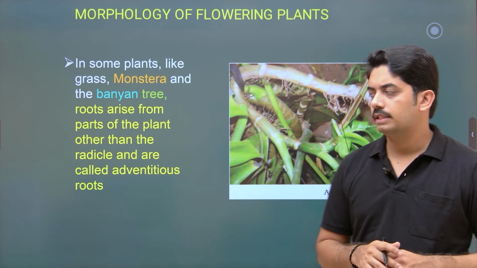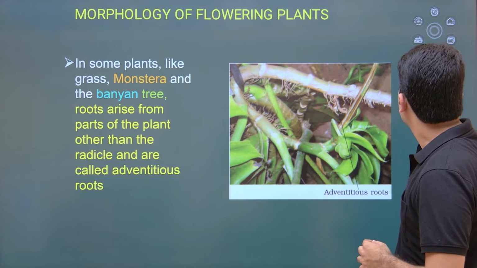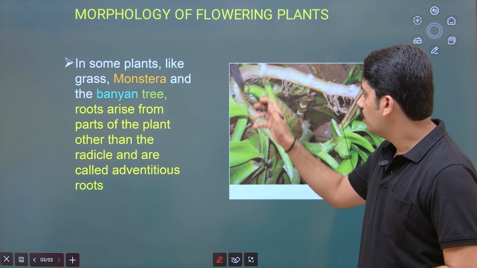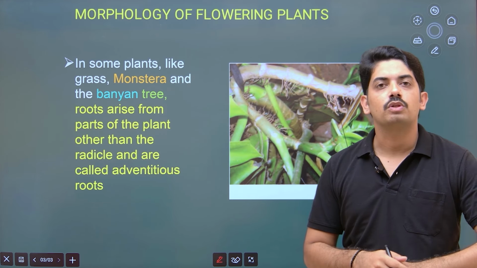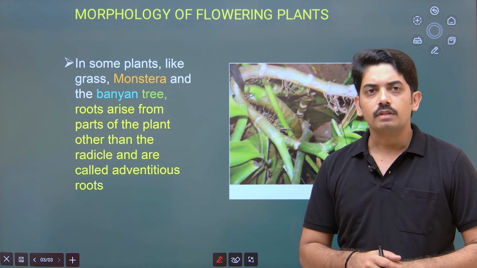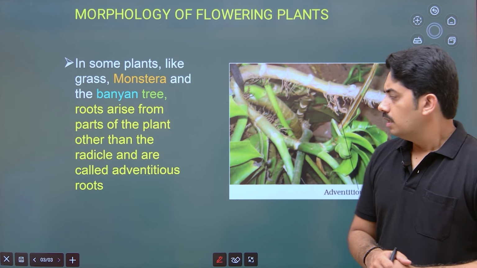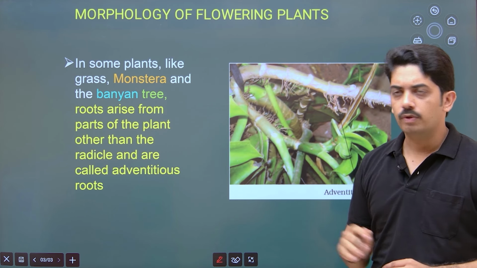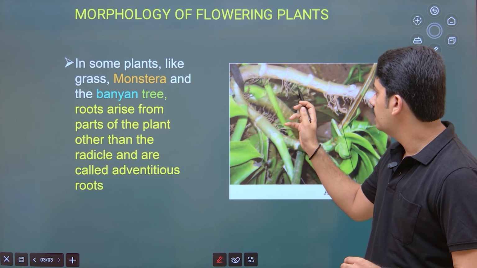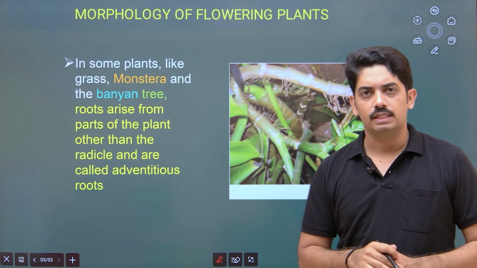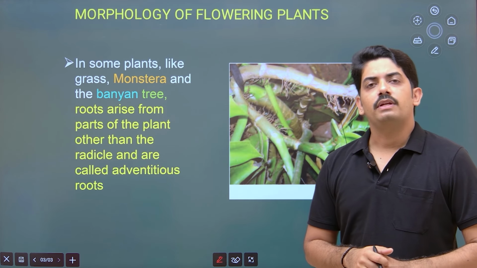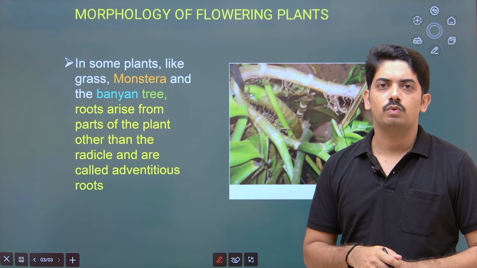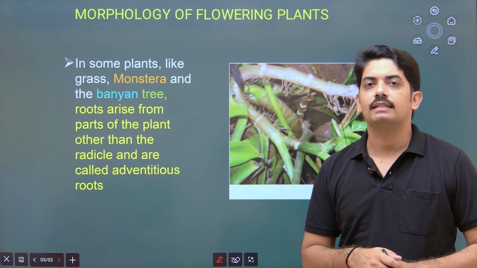Now coming to the third type, I already explained actually what is fibrous root system, adventitious root system. The picture on the slide, what you are observing, is actually a monstera plant. Here on the stem there are so many roots. Hope you can observe this. Not only from the nodal region, even from the internodal region you can see the roots. Can you tell me what type of root it is? Of course, it is an adventitious root system, root originating other than the radicle.